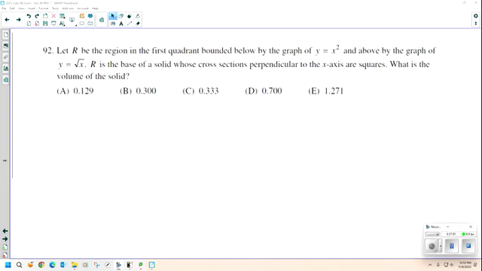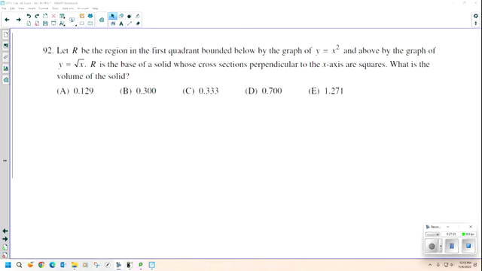All right, here we go. Number 92, and we're done, thank God. Let R be the region in the first quadrant bounded below by the graph of y equals x squared and above by the graph of y equals the square root of x.